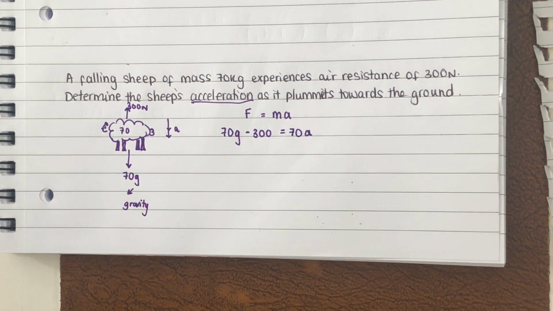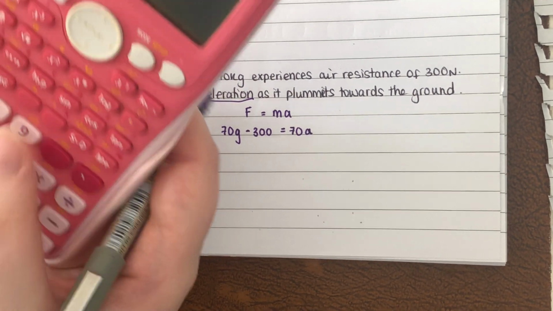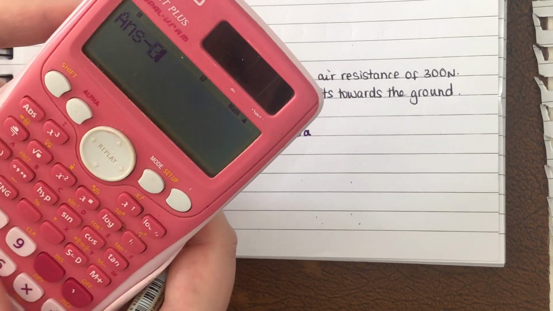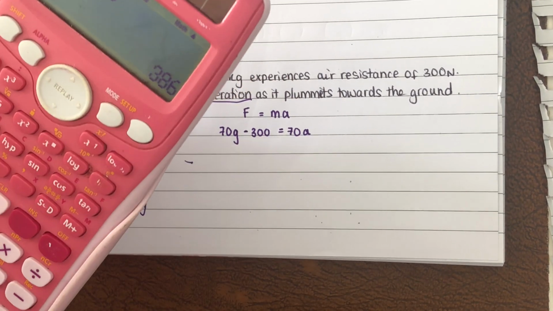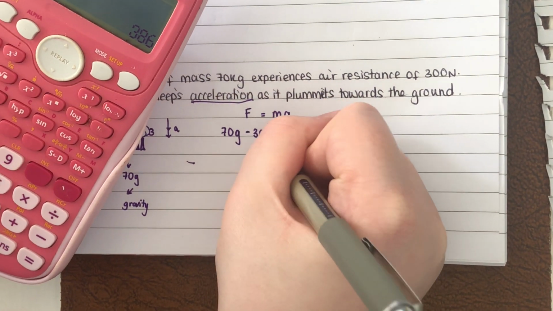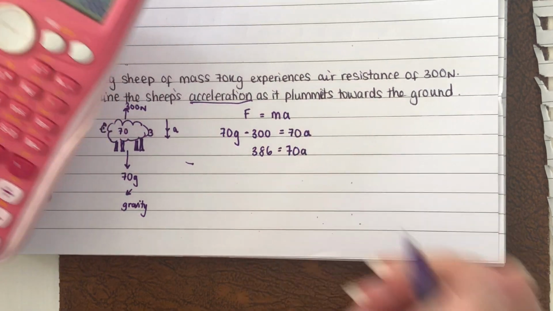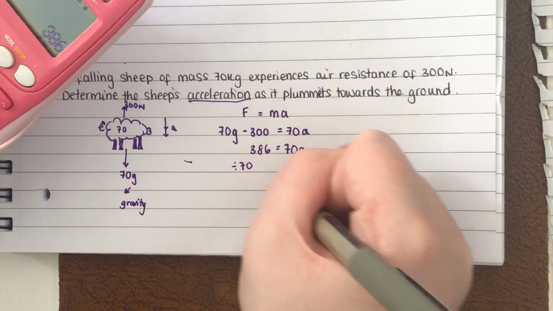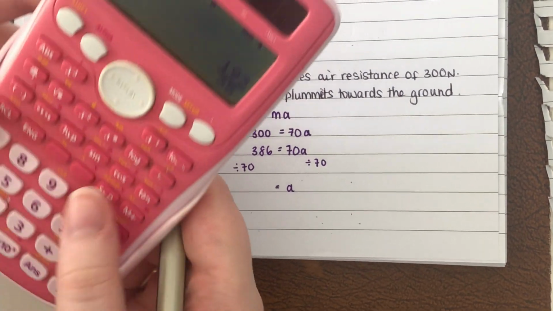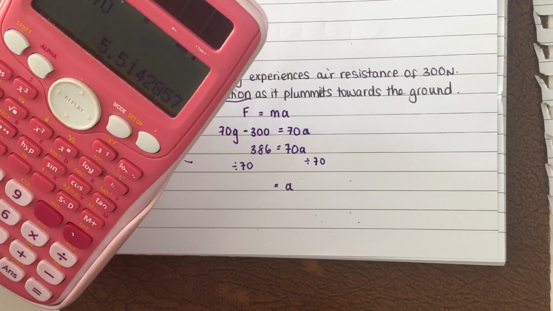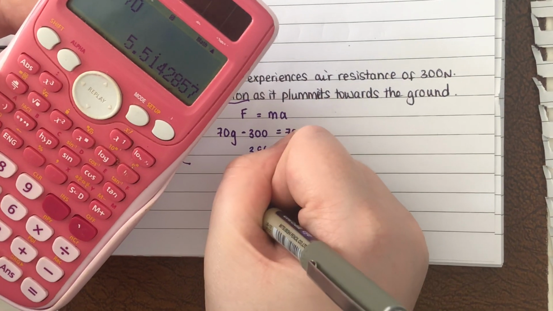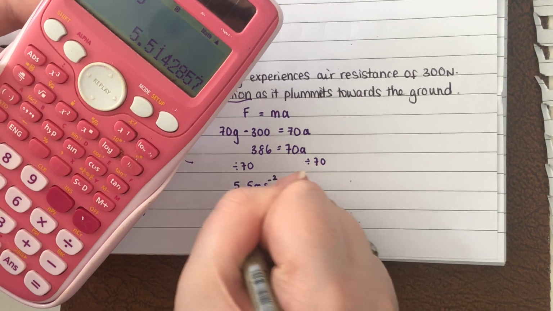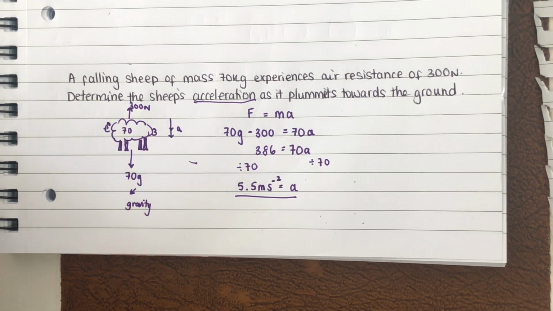So I'm just going to type this into a calculator. In mechanics, we use 9.8. So 70 times 9.8, and we get that. And then we subtract the 300 newtons from air resistance, which is 386. Then again we just divide by 70 on both sides to work out what the acceleration is. So answer divided by 70. We don't get a particularly nice answer, but I'm just going to round it to one decimal place. Obviously if they say something differently, you can do that. So the acceleration is 5.5 ms to the minus 2.